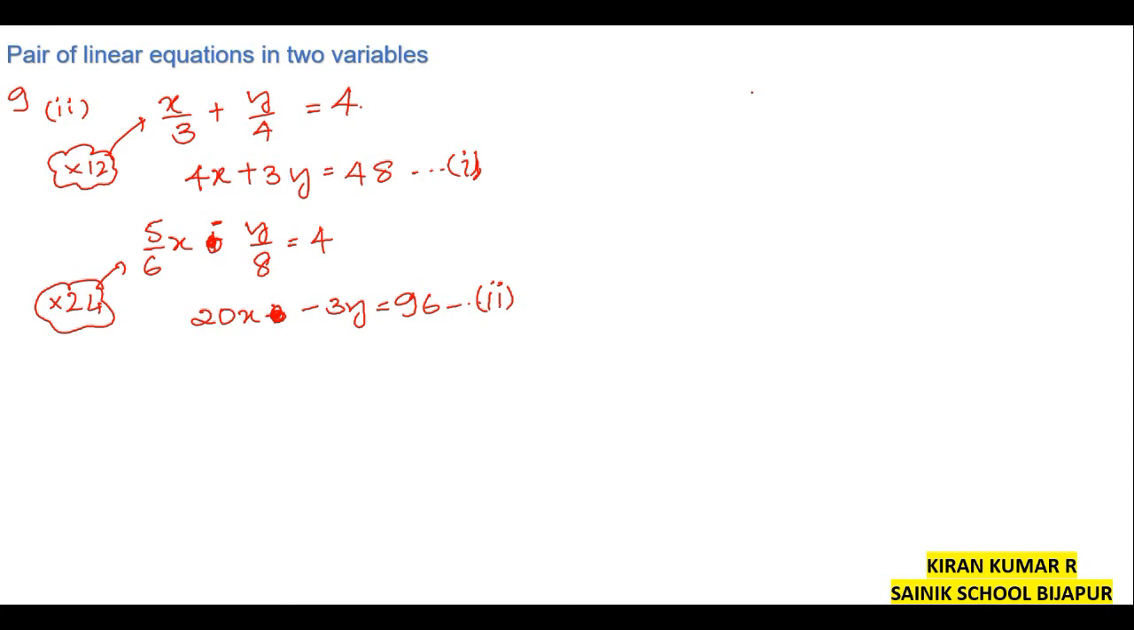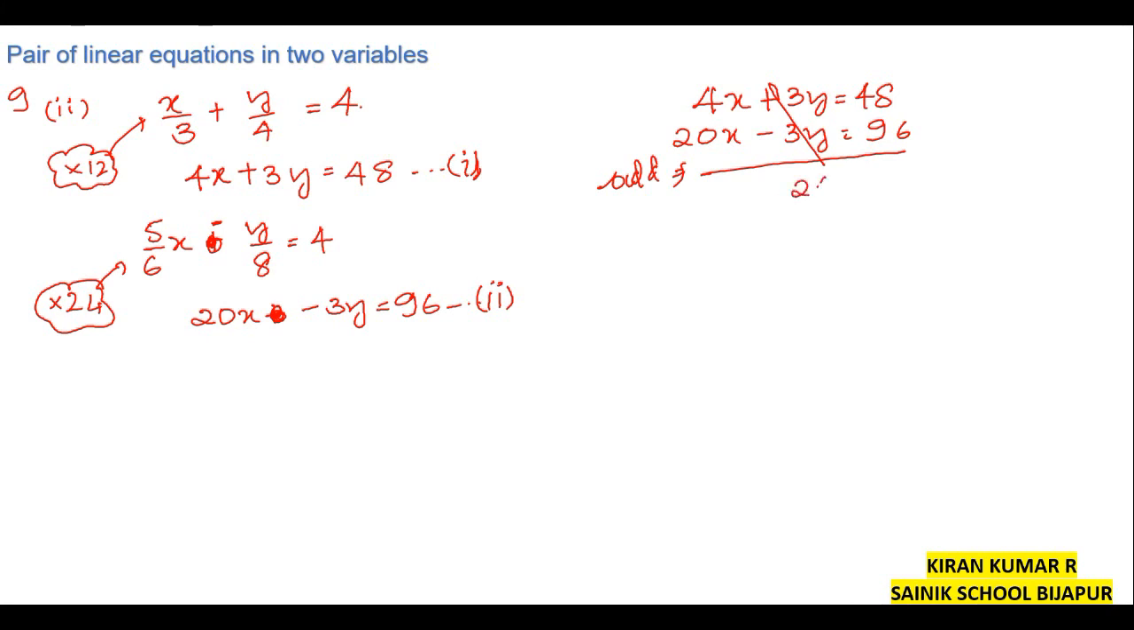Observe the y coefficient is positive 3 in the first equation and negative 3 in the second equation. If I add them, they get cancelled. So I'll write this separately, one below the other, so that you can understand better. 20x minus 3y equal to 96. Now you do addition. By adding, the y term gets cancelled. 20 added to 4 is 24x equal to 48 plus 96, which is 144. x is 144 upon 24. 24 times 6 is 144.